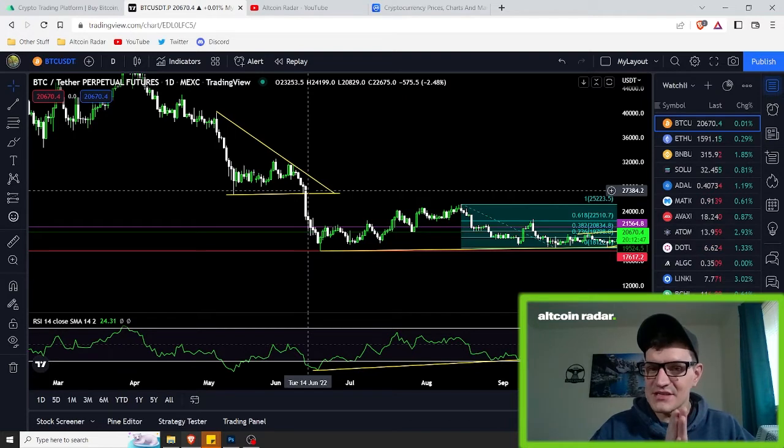So as you can clearly see, that is very indicative of a descending triangle. This is literally a textbook descending triangle right here, you guys.